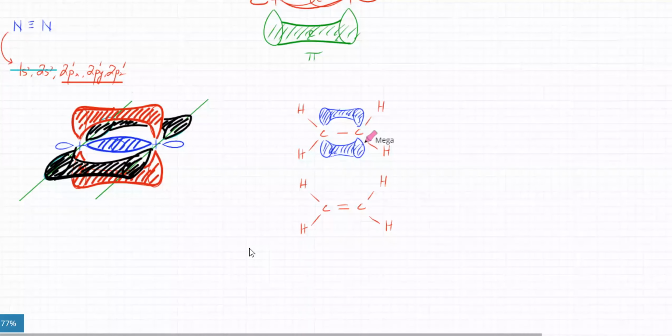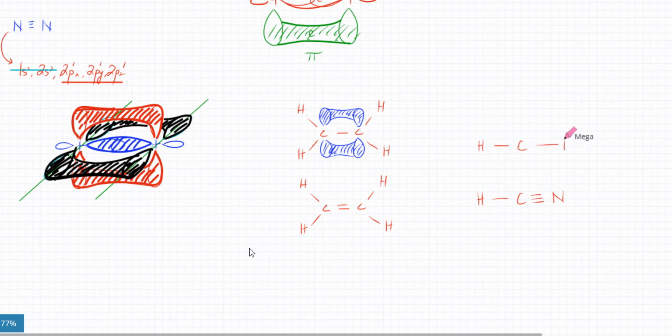Similarly, if you've got a question and they've asked you to draw or sketch the pi bond in an HCN molecule, tell me, where is the pi bond? Between which atoms? Between C and N. So all you have to do is draw this, and it just asks you to sketch one of the pi bonds. So we're going to just sketch one of the pi bonds.